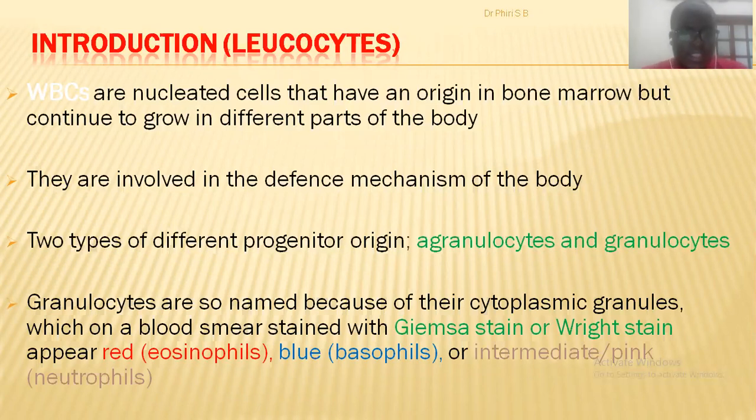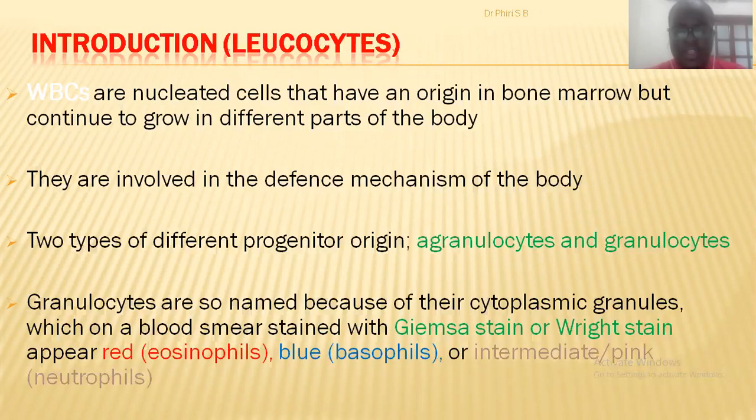The granulocytes are so named because of their cytoplasmic granules, which on a blood smear stained with Giemsa stain or Wright stain appear red. If they appear red, then they are called eosinophils. Why? It's because the granules within the eosinophil stain very well with the acidic part of the Giemsa stain or the Wright stain. So they will pick up the acidic part, which will stain red.